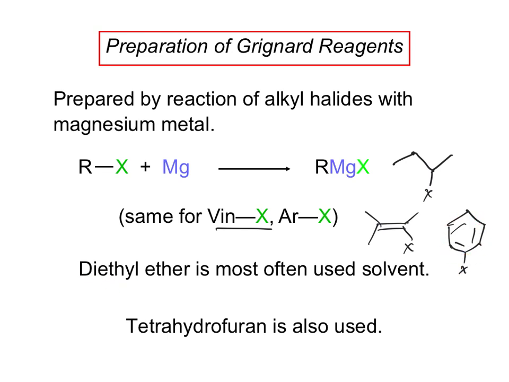We use an ether as our solvent. The most common ether that we use is diethyl ether, although in some situations, tetrahydrofuran is used, the cyclic ether. There are some other ethers that can be used if you need a higher boiling point or a higher reaction temperature. And so a higher boiling temperature ether during reflux would give you a higher reaction temperature.